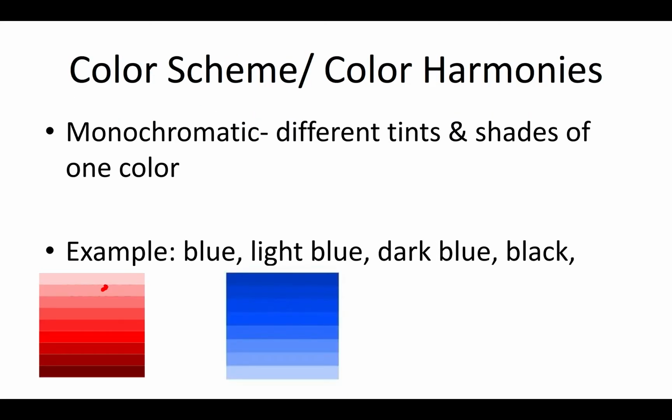So our first color scheme, color harmony, we're going to investigate is called monochromatic. Mono means one. Chroma means color. So it's one color plus different tints and shades. So for example, I could have light blue, regular blue, dark blue, black and white. Those are all going to be considered a single monochromatic color scheme or color harmony. And you can do that with any color. If your favorite color is purple, do monochromatic purple on that one.